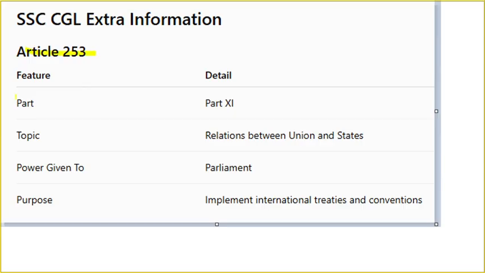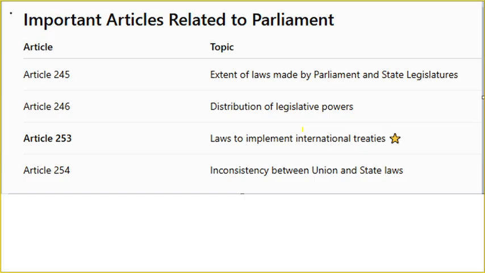Article 253, Part 11. Topic: Relations between Union and States. Power given to Parliament. Purpose: implement international treaties and conventions. Important article related to Parliament.